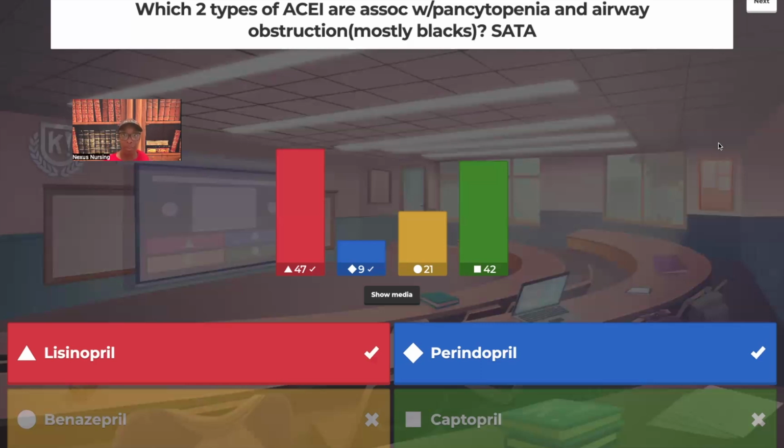So these two drugs specifically put the patient at risk for pancytopenia and airway obstruction. Can you live without breathing? Absolutely not. So make sure you know these two drugs specifically, the lisinopril and perindopril, which are ACE inhibitors. They are associated with the pancytopenia and airway obstruction.